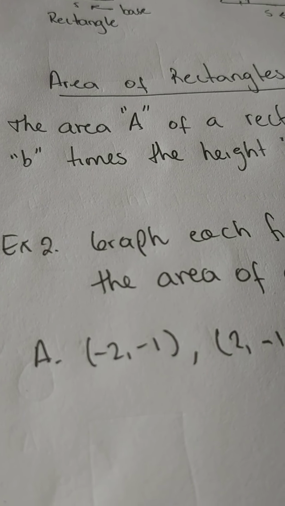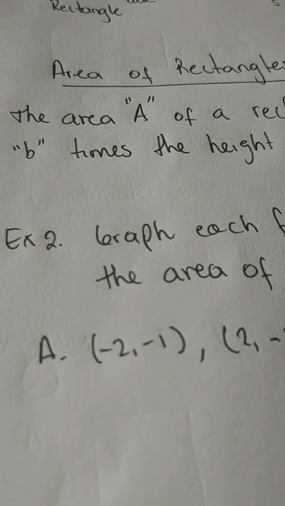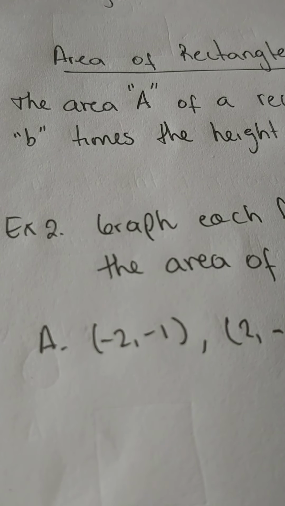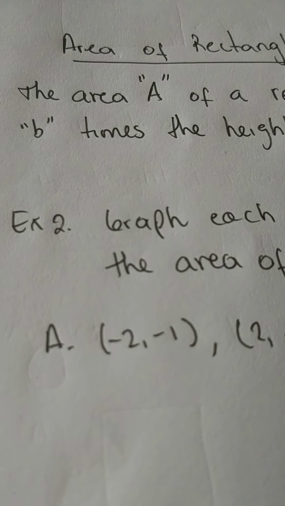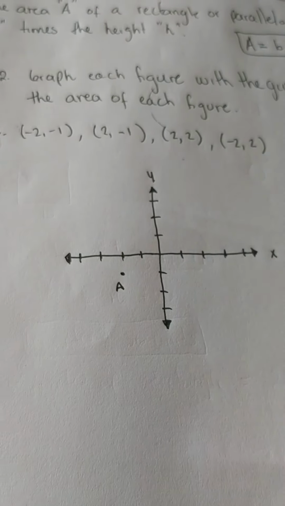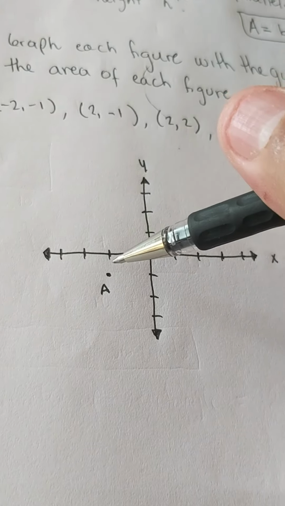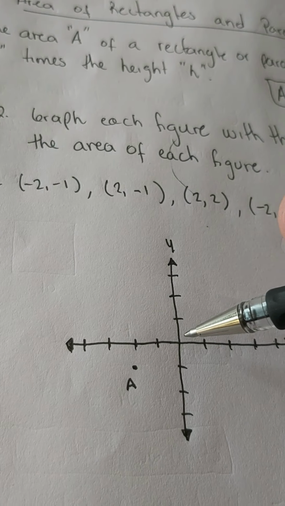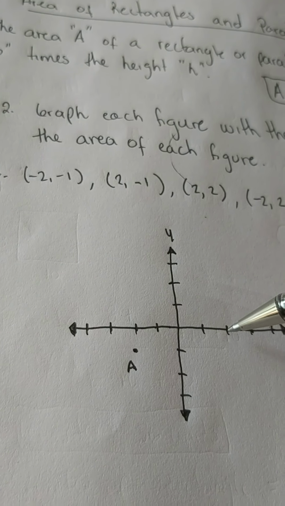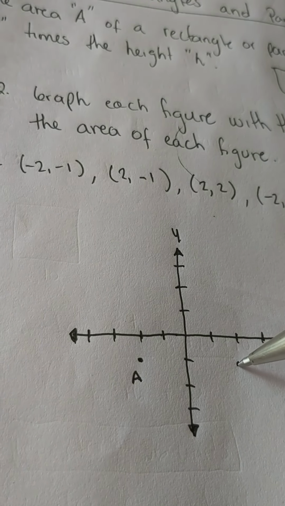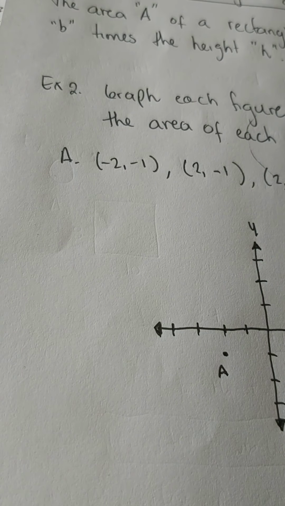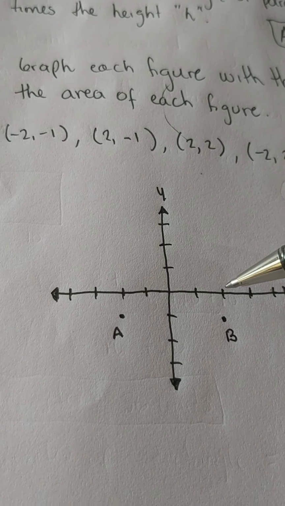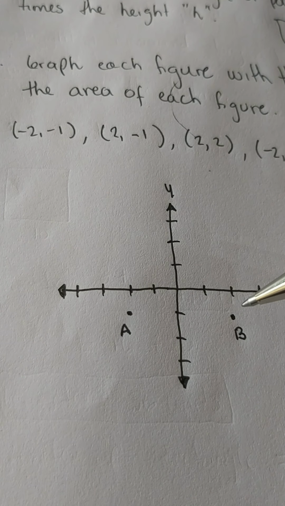So -2 in x, -1 in y: 2 times to the left, 1 times down. This is point A. That's point A. Next, 2, -1. X is 2, y is -1. This is our second point. This will be point B.